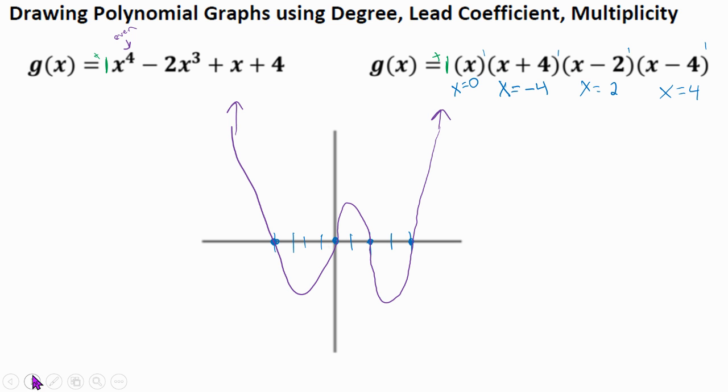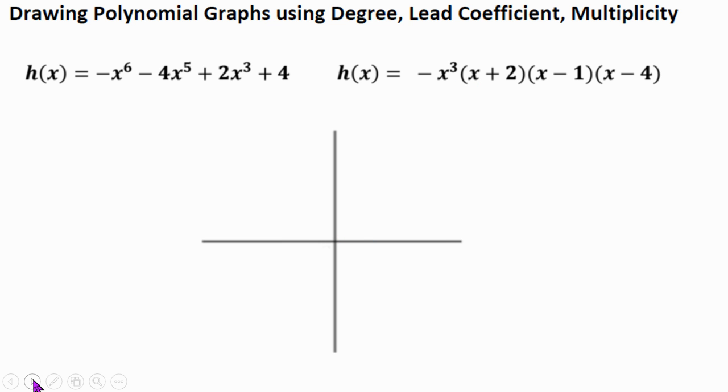All right, one more of even degrees, and then we'll talk about the odd ones. All right, so still this has an even degree of 6.